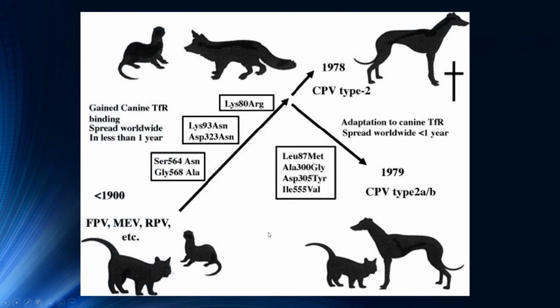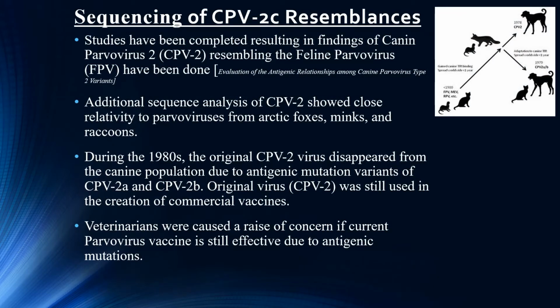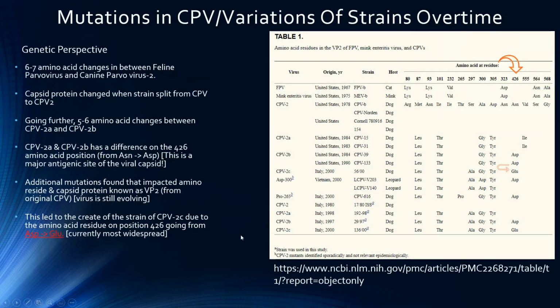So going down here, you can see that, as I mentioned before, it has originated from other species, and because of these mutations, it has been very good at infecting canine hosts. The sequencing that was done by studies I overviewed showed that it had a close relation to Arctic foxes, minks, and raccoons. And again, as stated before, it did disappear from the population and was taken over by the 2A, 2B, and 2C strains.